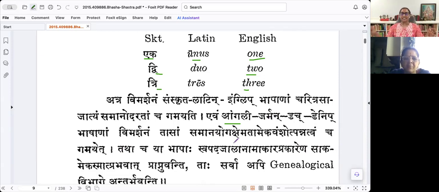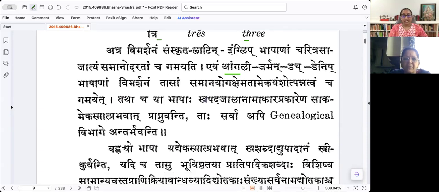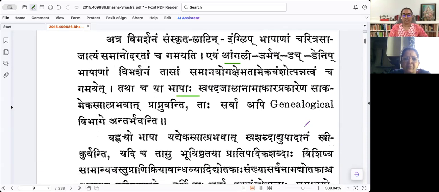When we analyze these languages, Anglo languages, or German or Dutch or Danish, then we understand that it comes from the same Vamsha. Tatha cha yah bhashah svapadajalanam akaraprakarena sakam ekasmat prabhavat prapnuvanti tah sarva api genealogical vibhage antarbhavanti. So after analyzing the words, when we see that they compare from one language to another language, then we understand they could be in the same tree.